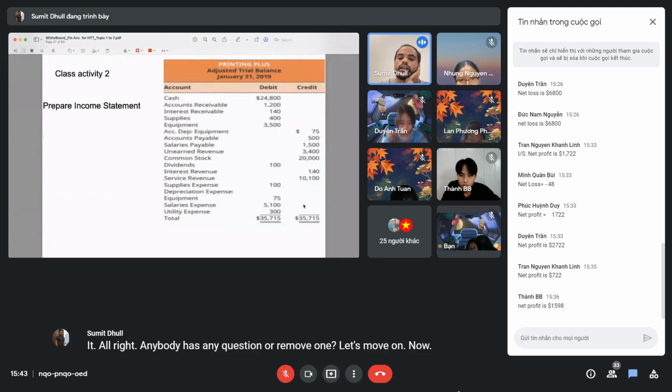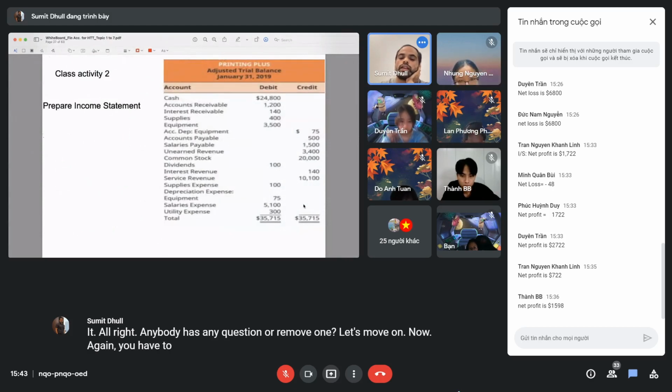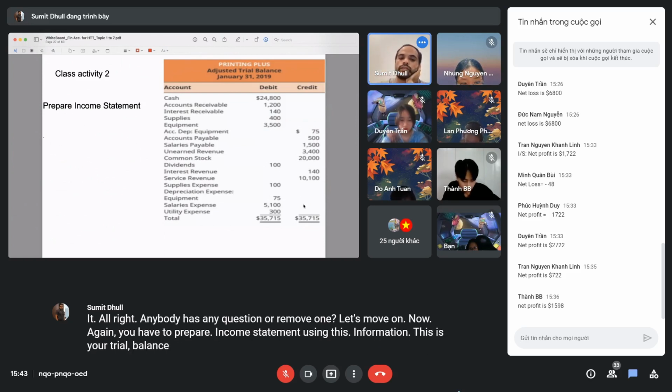Now, again, you have to prepare an income statement using this information. This is your trial balance, and prepare the income statement.